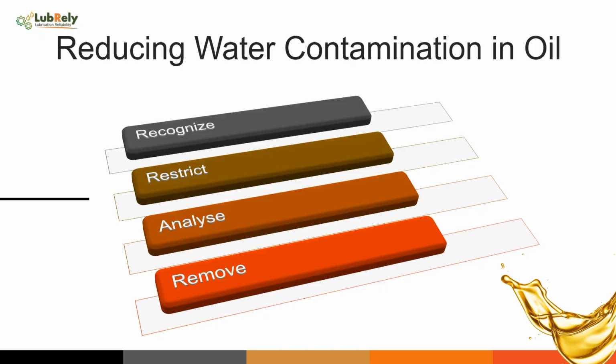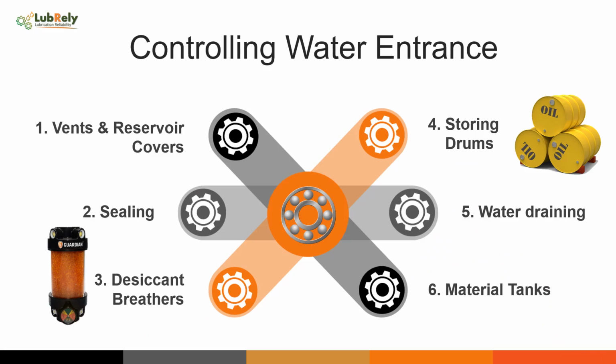Reducing water contamination in oil. There are a few ways to mitigate water contamination. Of course, you'll have to recognize it and restrict its ingression. Thereafter, analyze its state and concentration, and then remove it as quickly as possible. Controlling water entrance. Let's have a quick look at some small steps, which will contribute to mitigating the water contamination.